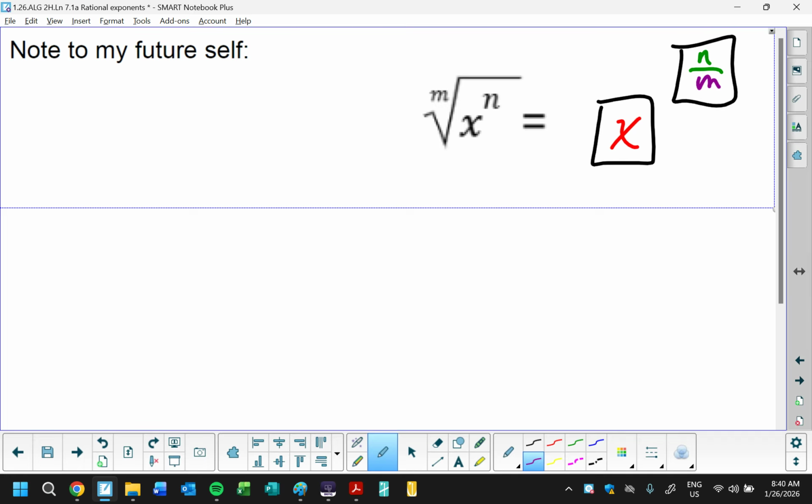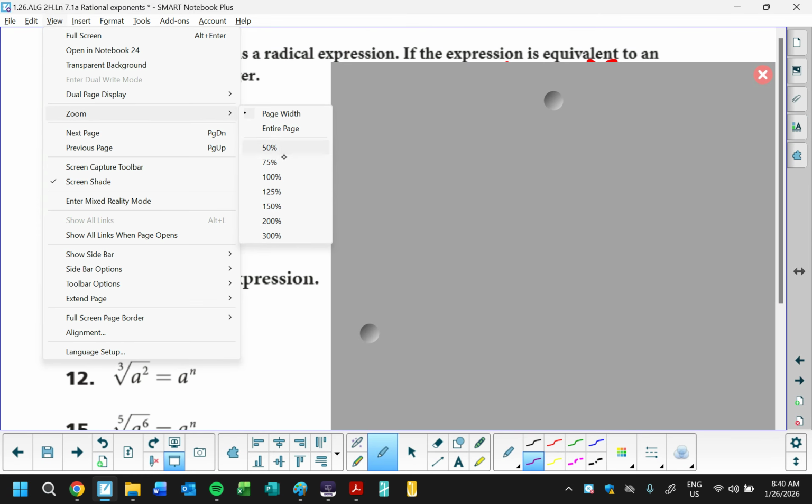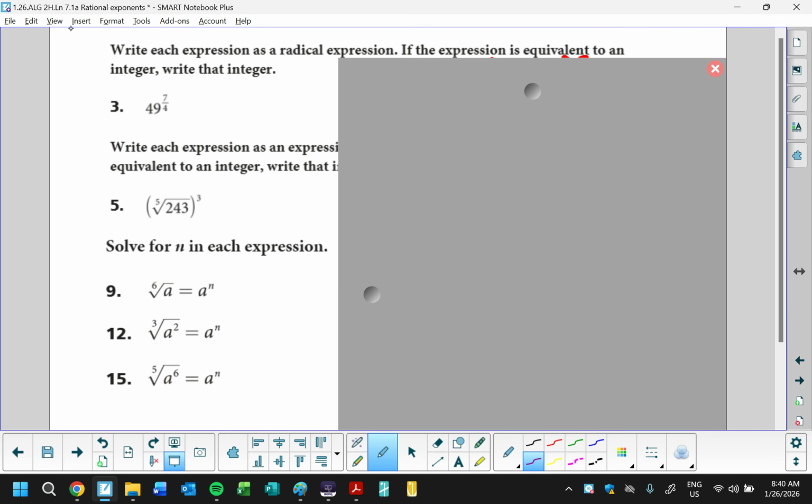Liven it up, put some color in there. You can grab some highlighters, focus on that pattern as we continue. Pause and come back when you're ready. All right, so we're going to do a few of these together, then you're going to continue on. Starting with number 3, I'm going to make this a little larger. That's not larger.